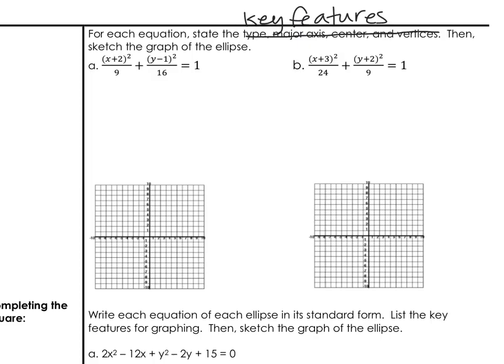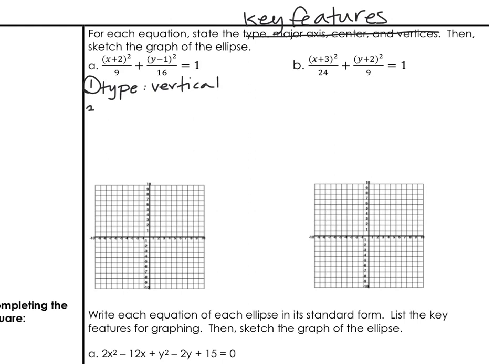Let's try a couple of translated ellipses. The same key features apply here as they did when they were centered at 0, 0. For each of these equations, we'll state the key features and then sketch the graph. The first thing we want to do is determine the type. The bigger number is underneath the y-axis, which makes this ellipse vertical.